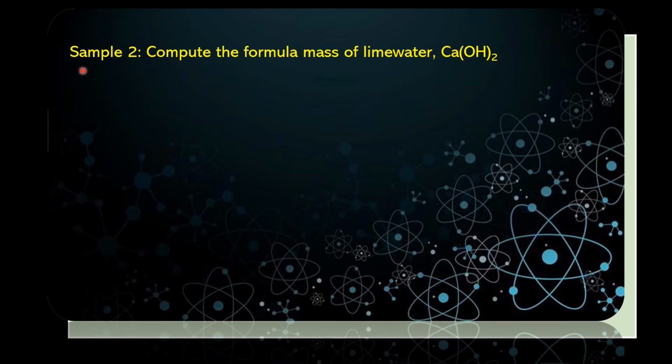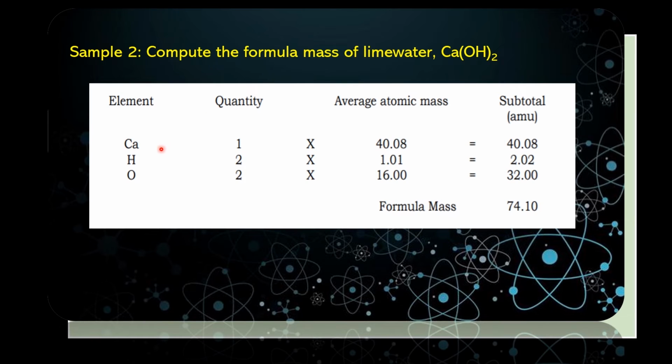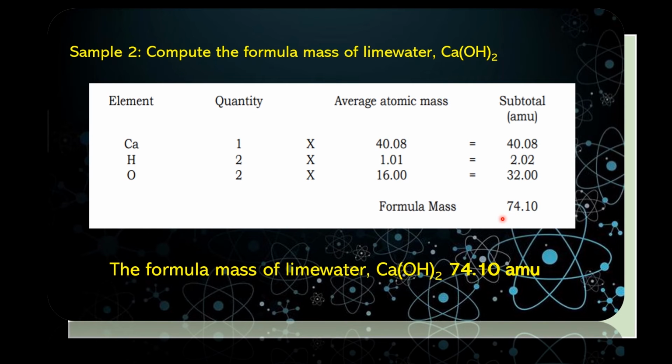Now let's have another example. Compute the formula mass of lime water. So the elements present in the compound are calcium, hydrogen, and oxygen. Again, get the number of atoms, get the average atomic mass, get its product, and get the sum. So, the formula mass of lime water is 74.10 AMU.